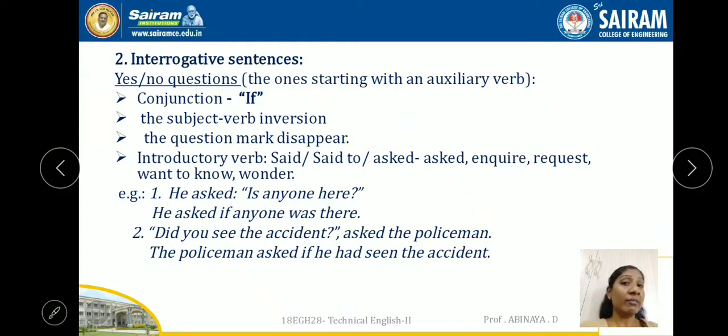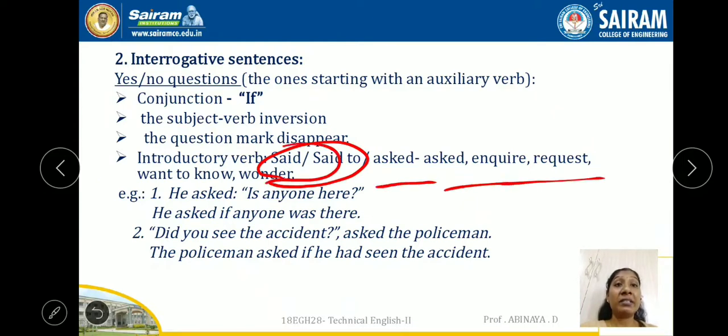And this introductory verb, "said" and "said to", which we changed previously to told or advised or suggested, here we have to change as asked or inquired or requested, because it is a question statement. We can request, "Can you please lend me a pen?" We can request by questioning, you can inquire by asking a question, and you can ask another question, right? So you can change this introductory verb "said" and "said to" to asked or inquired.